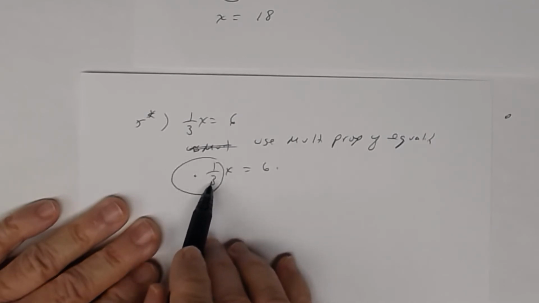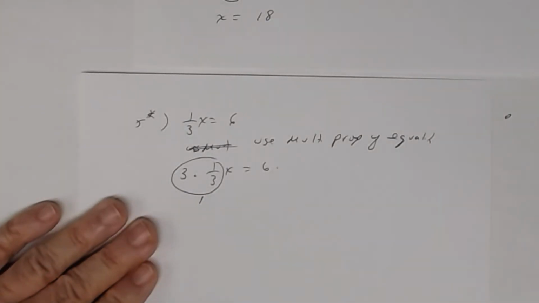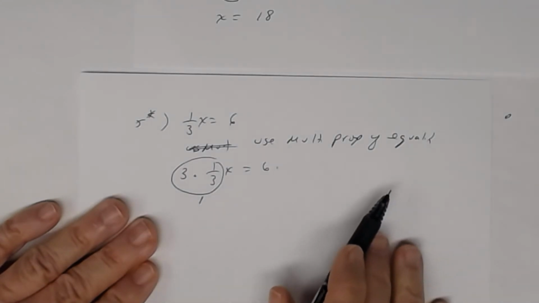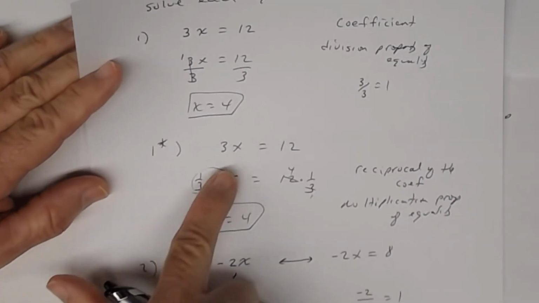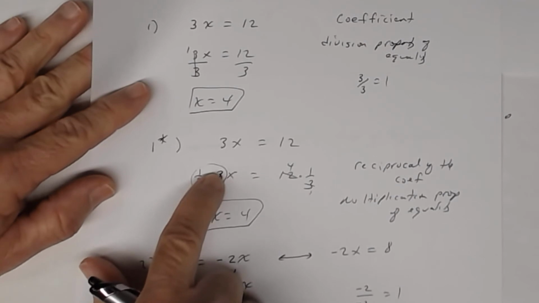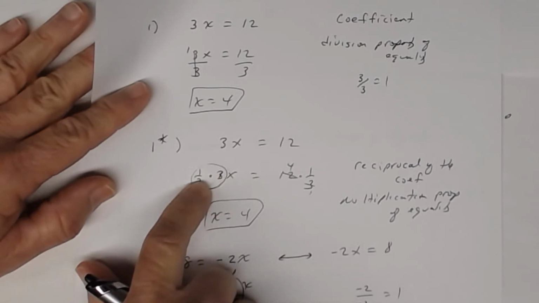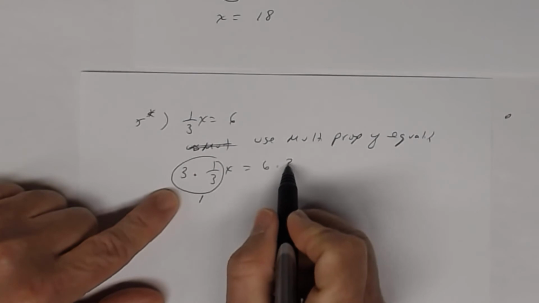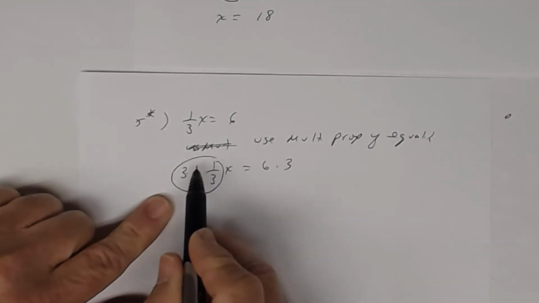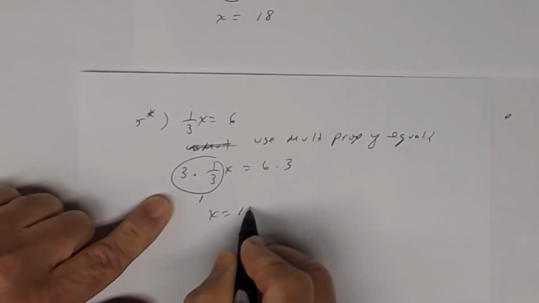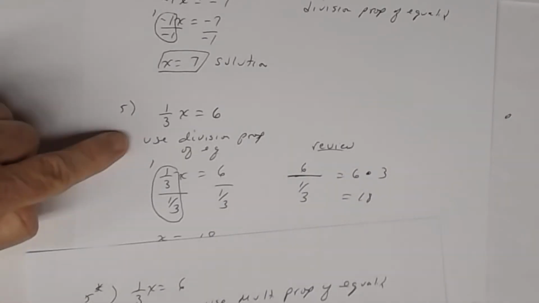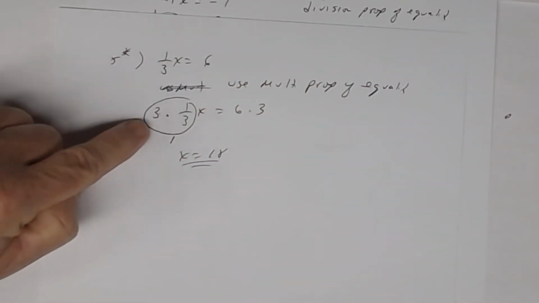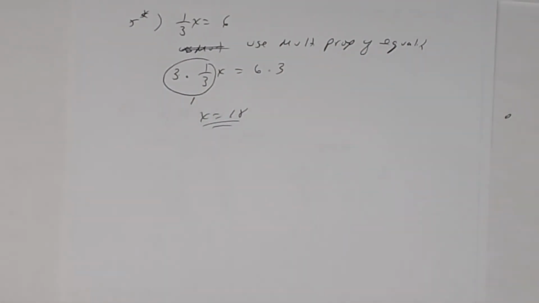So what's the reciprocal of 1/3? The reciprocal of 1/3 is 3. So that's what you have to multiply by. So if you're going to use the multiplication property of equality, you have to multiply by the reciprocal. Makes sense. Remember when we did this one here? When I said you could use the multiplication property, we multiplied by the reciprocal. The reciprocal of 3 is 1/3, and we did that to both sides. Same thing. So what I do to one side, I do to the other. 3 times 1/3 is 1. 1 times x is x, and x equals 6 times 3, which is 18. Okay? So it does not matter whether you use the division property of equality or the multiplication property of equality.